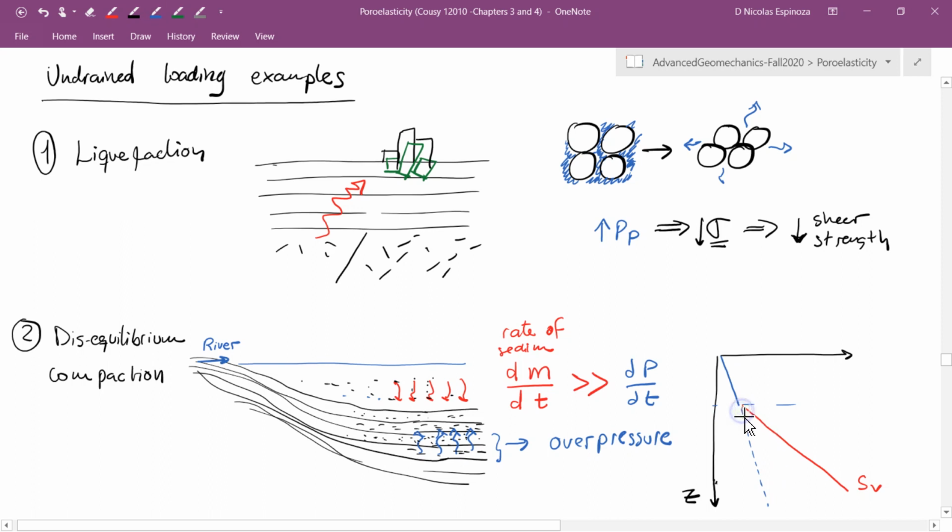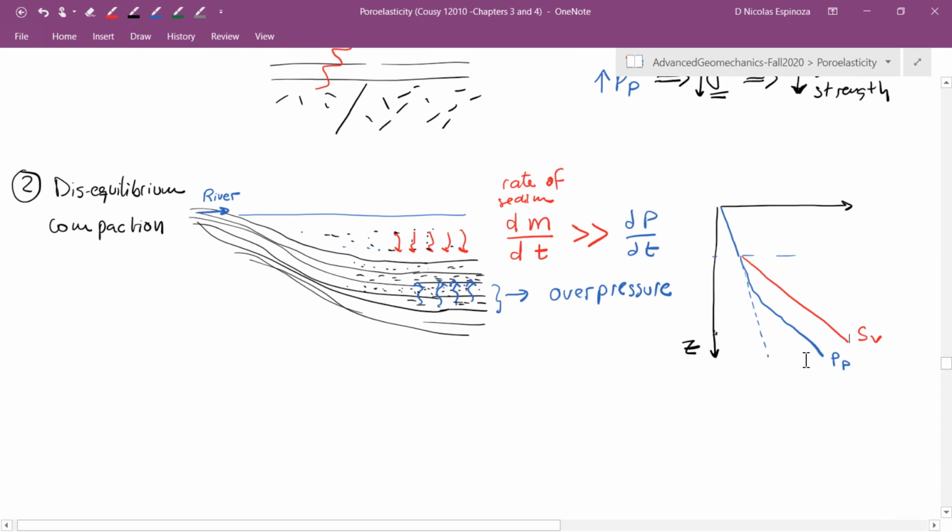Probably close to the seafloor, it might follow a trend which is similar to hydrostatic, but soon it's going to deviate from the hydrostatic trend. And that deviation is going to be caused by this phenomenon called disequilibrium compaction. We're going to see later on that we can take advantage of this phenomenon through the measurement of porosity in order to predict what this overpressure is. So this will be the hydrostatic trend. This one is the actual pore pressure.